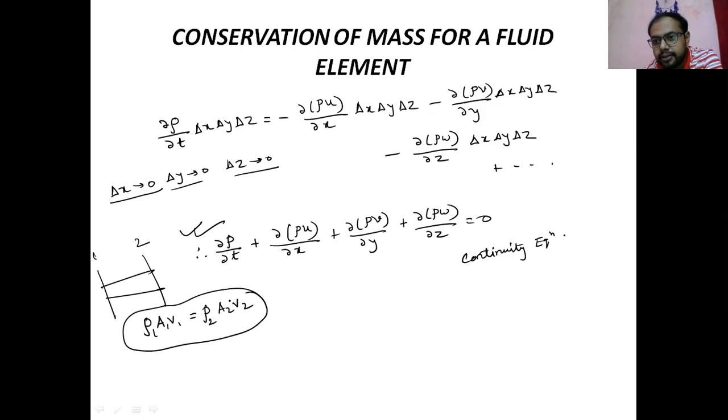What is the idea behind writing this kind of equation? It is a differential form, but sometimes we write it this way. This thing we are getting from the integral approach. How this integral approach works, we will see now. First of all, the flow is one-dimensional here.